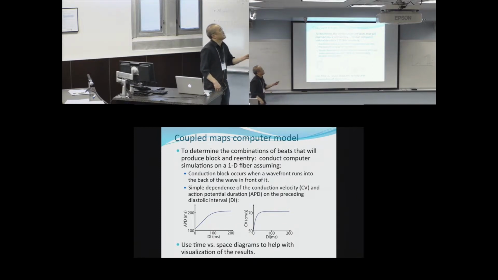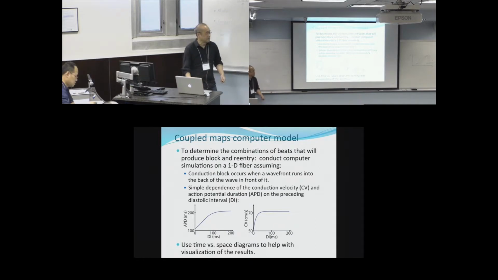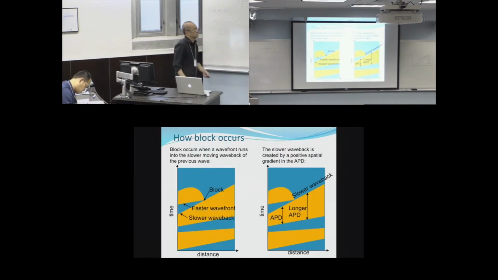So what we did is we took a coupled maps computer model, and you've seen several examples of this in this meeting. As with the other examples of coupled maps models, I'm going to have an action potential duration versus diastolic interval curve that looks like this, and also a CV restitution function which looks like this. So they both depend on the diastolic interval. I'm not showing it here, but I am also using action potential duration smoothing in this to take into account the effect of electrotonic effects in the model. And as before, I'm using space-time diagrams to get a feeling for what's happening.